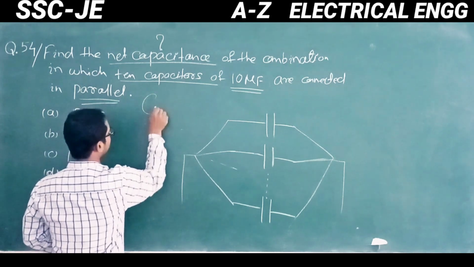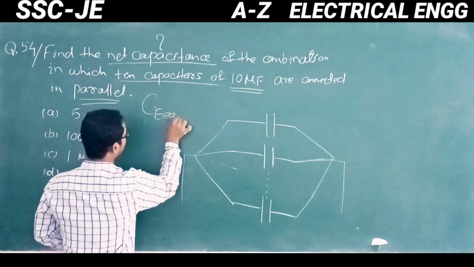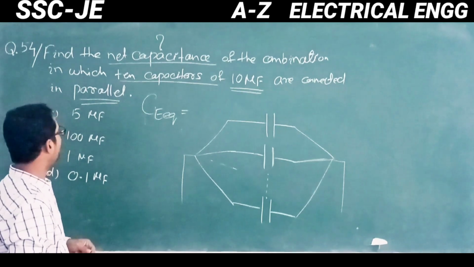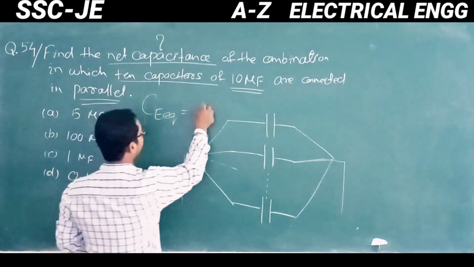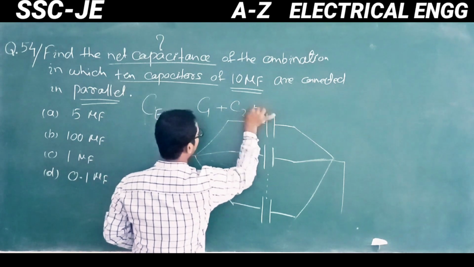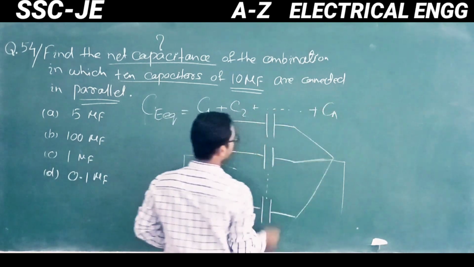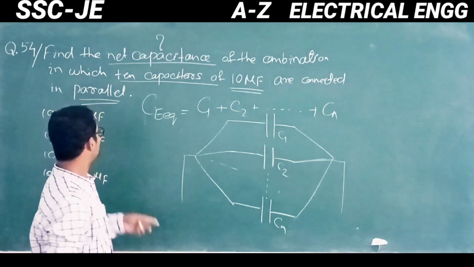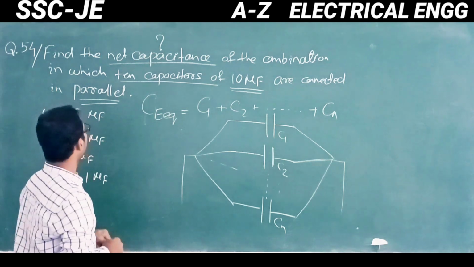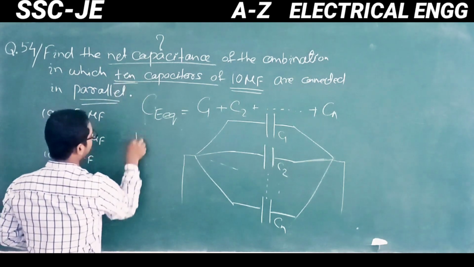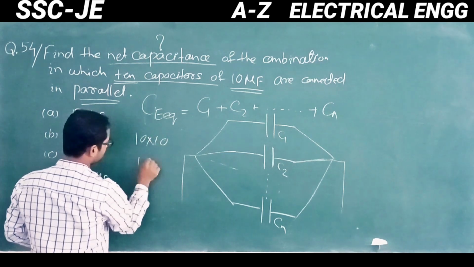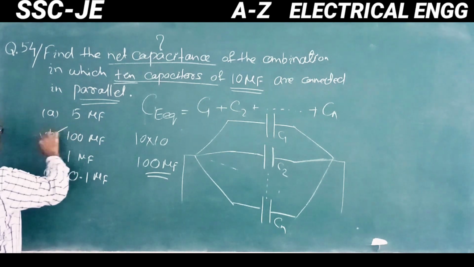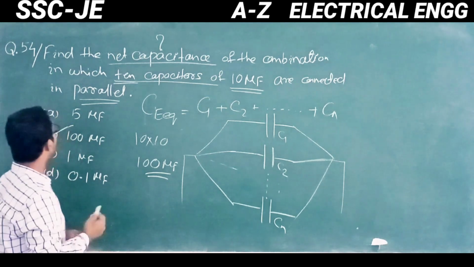C equivalent will be how much? The rating of each capacitor is 10 microfarad, and they are connected in parallel. The formula is C1 plus C2 up to Cn, where n is the number of capacitors. As each is 10 microfarad and there are 10 of them, it is 10 into 10, 100 microfarad. From these 4 options, option B will be the correct answer. Moving to the next question, 55.